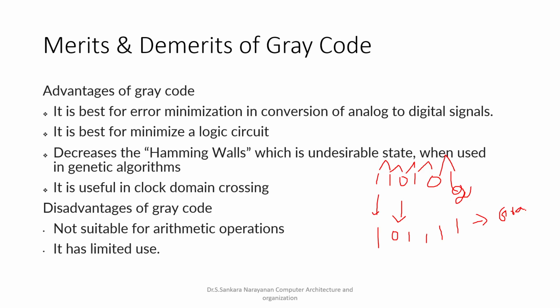Now we are going to convert it again into binary. To convert into binary, keep the first bit the same, 1. Then 1 XOR 1 is 0. Then 0 XOR 1 is 1. Then 1 XOR 1 is 0. Then 0 XOR 1 is 1. So we got the result. Thank you.